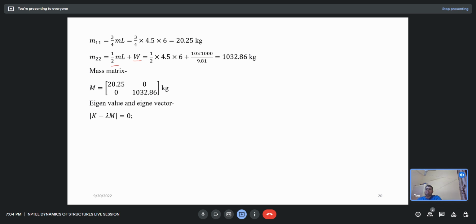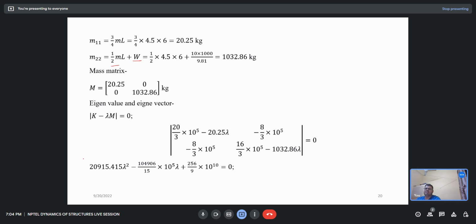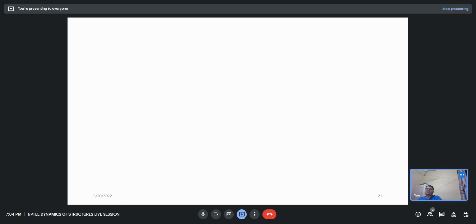Now calculate the eigenvalue and eigenvector. For this, we calculate K minus lambda M. This is my equation, and if I solve this equation, a 2-degree polynomial, I get lambda 1 and lambda 2. Lambda 1 comes out to be 411.79 and lambda 2 is 33,026.44.